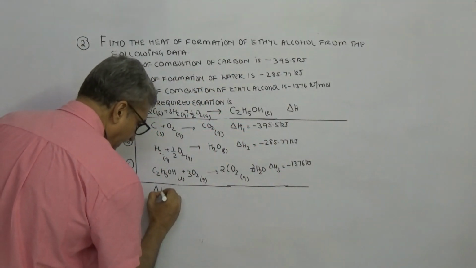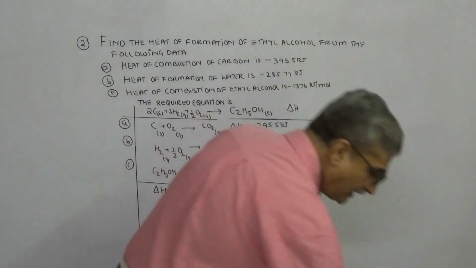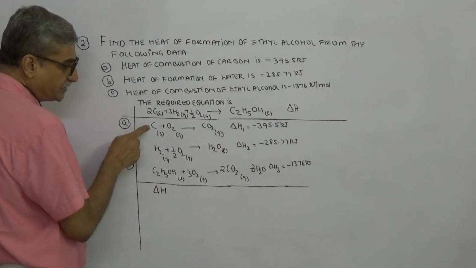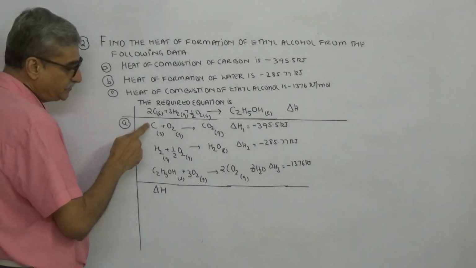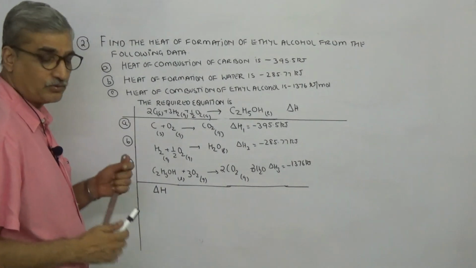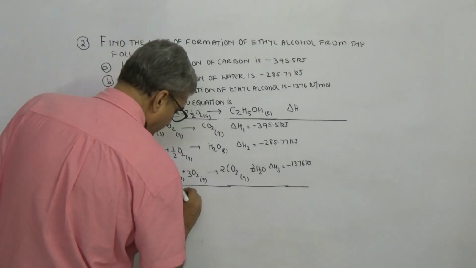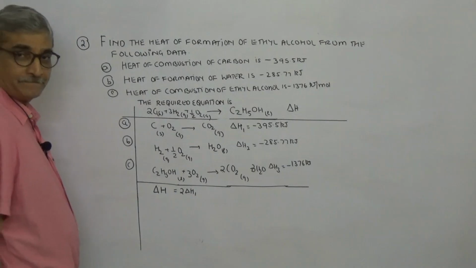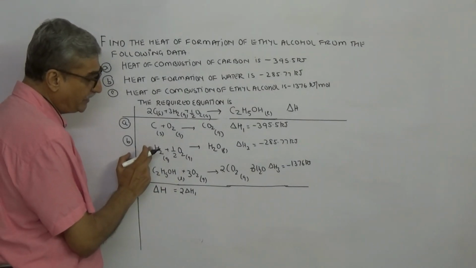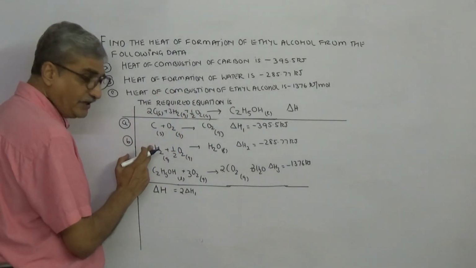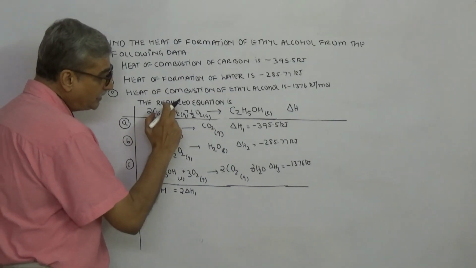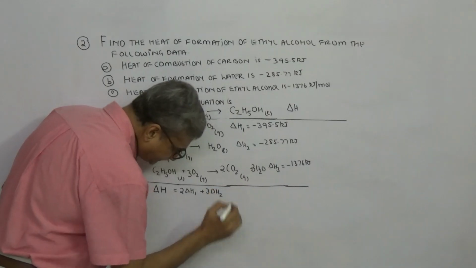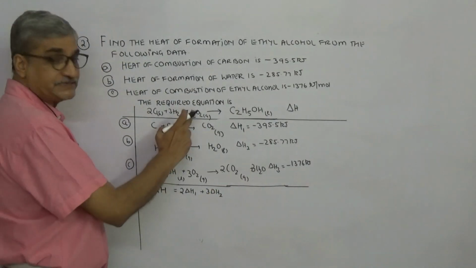So how will we get delta H value? Delta H will be equal to, look at the equation. In the given equation, you have 1 mole of carbon, but you require 2 moles. So what we do? Delta H will be 2 times delta H1. Oxygen will take care of itself. You have 1 mole of H2, but you require 3 moles of H2, plus 3 times delta H2. Oxygen, I said, will take care of itself.